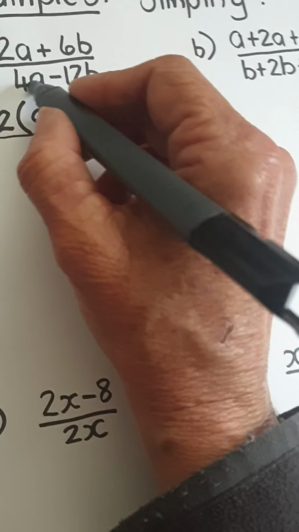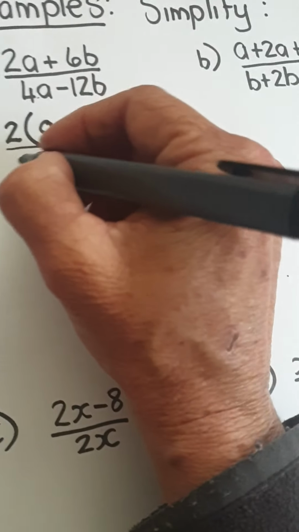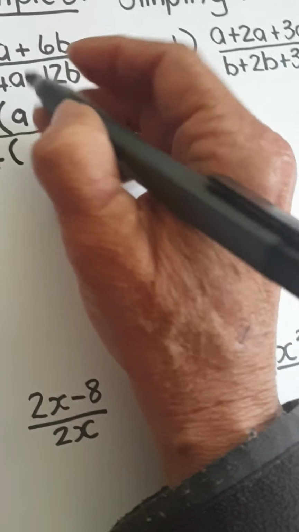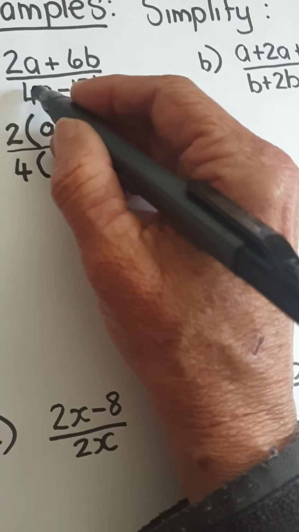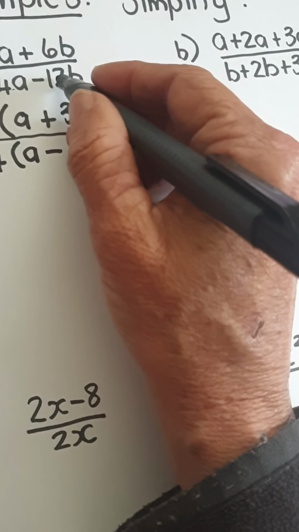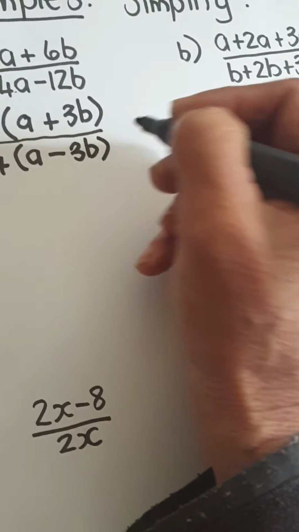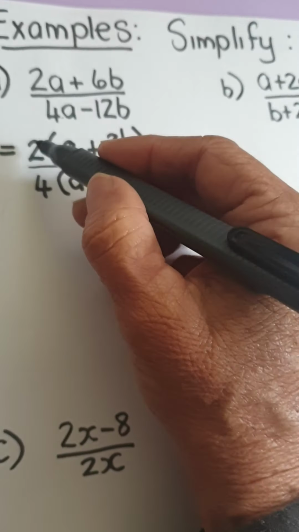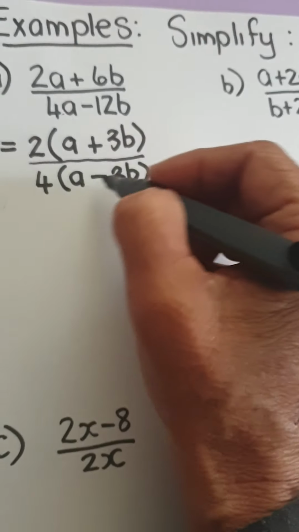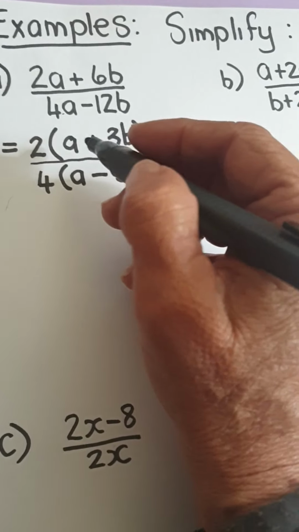2 terms, no like terms, but I have a highest common factor. So once again, I take out 4 as the highest common factor. I divide each term by 4. 4a divided by 4 is just a, minus 12b divided by 4 is 3b. Right, now I've got one term over one term, which means I can now simplify by dividing with the highest common factor. And what is that?